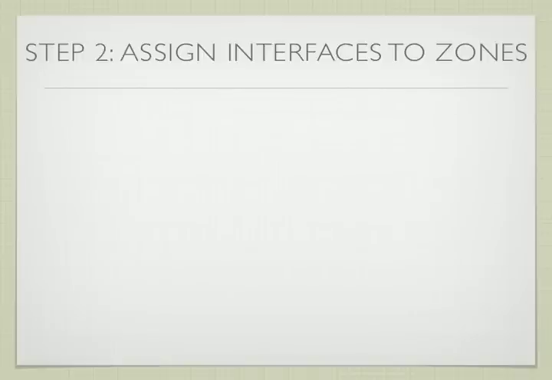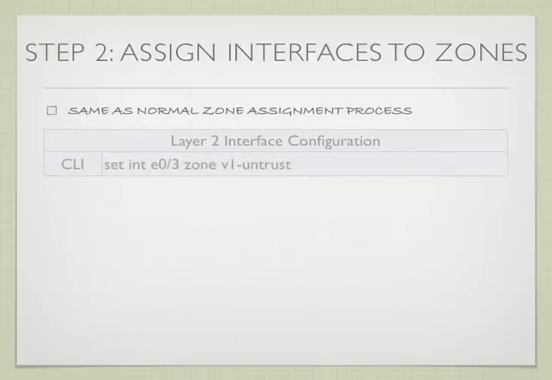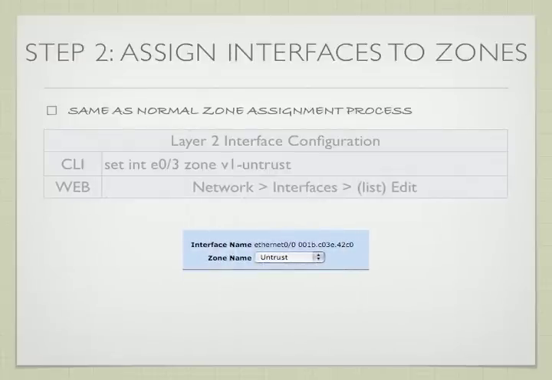The second step, just like previously in layer 3 operations, is going to be to put the interfaces into the zones. This will use exactly the same process of interface to zone assignments that we saw previously. So we'll use our set interface command, Ethernet 0.3 into zone V1-untrust, and if you edit the interface on the list in the web interface, you just select the zone name V1-untrust for the interface, and it would be in this scenario. So this assignment is exactly the same as in layer 3 operations.